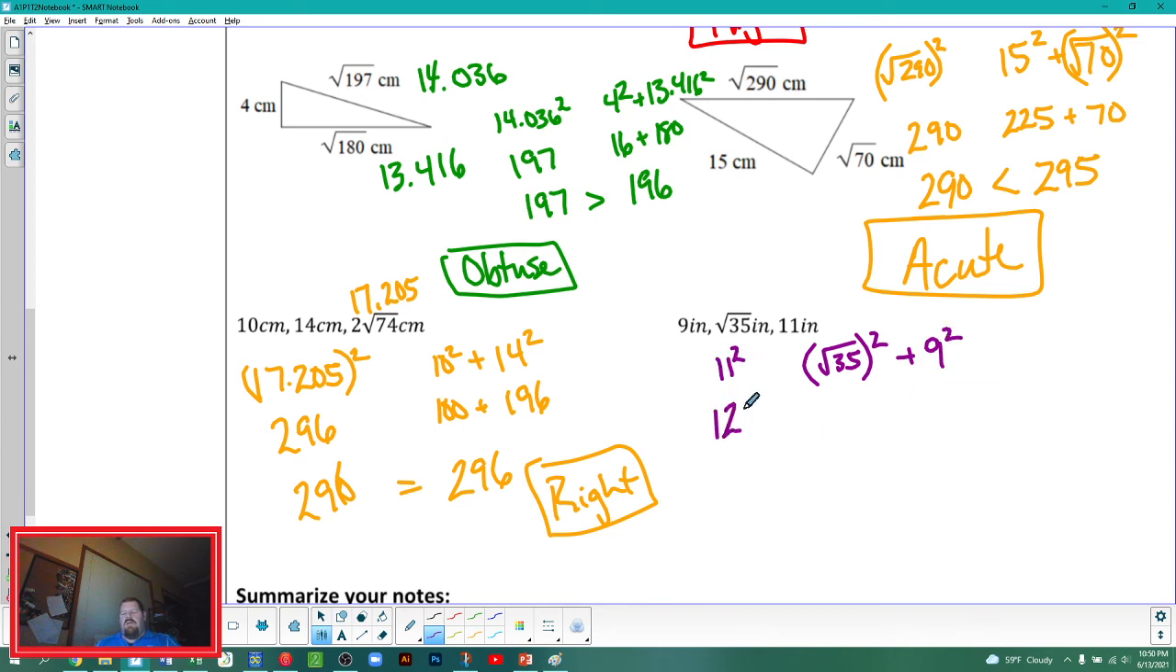11 squared is 121. Square root of 35 squared is 35. 9 squared is 81. 35 and 81, looks like 116. Yeah, I believe that. Yeah, 116. So the C squared is bigger, and that tells us obtuse.